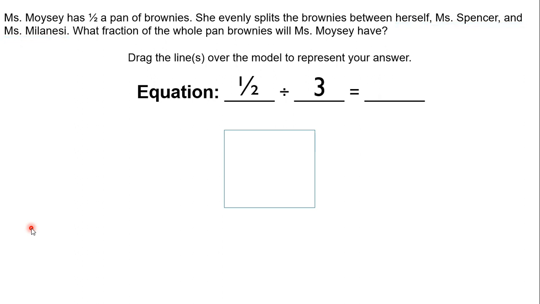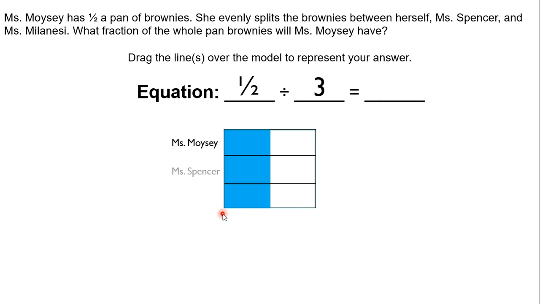Let's use the model to help us. This model here represents an entire pan of brownies, but Miss Moisey only has half a pan. So we're going to cut this bar model into 2 parts and shade one part to represent half the pan of brownies that are left. We're now going to split the entire pan into 3 parts. Miss Moisey will get this top part, Miss Spencer will get the middle part, and Miss Milanese will get the bottom part of the brownies.